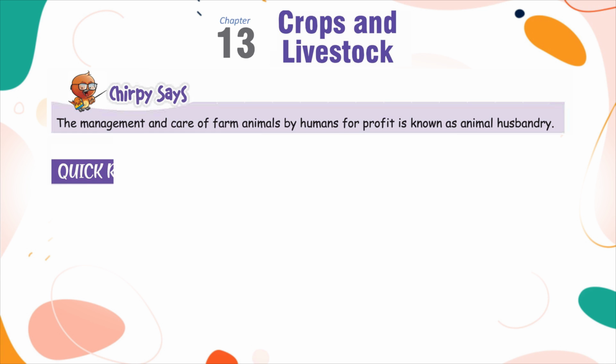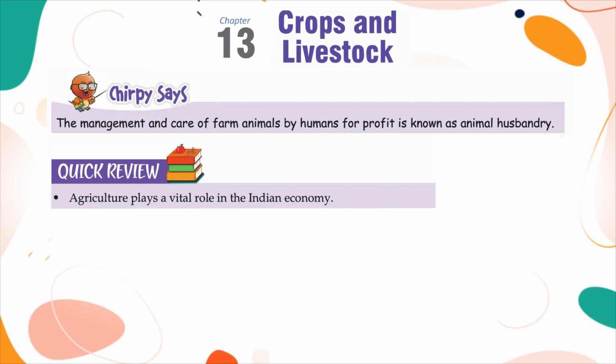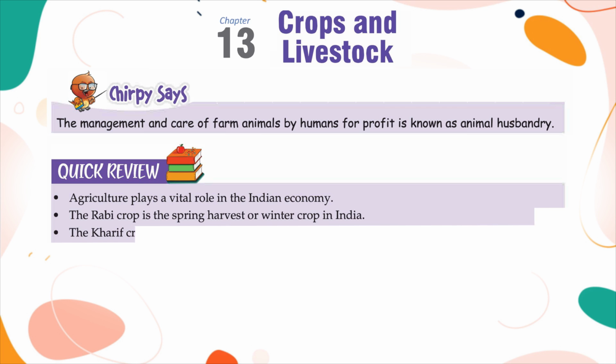Quick review. Agriculture plays a vital role in the Indian economy. The Rabi crop is the spring harvest or winter crop in India. The Kharif crop is the summer crop or monsoon crop in India.